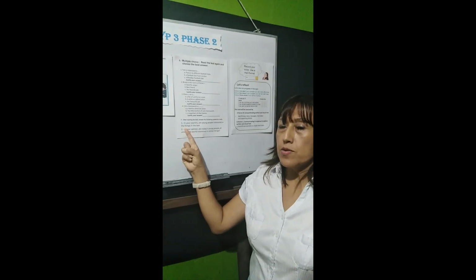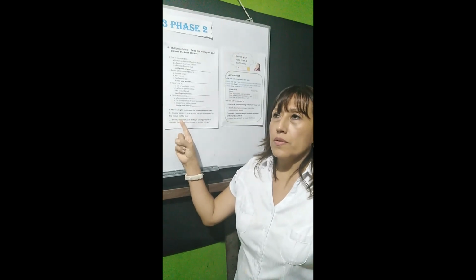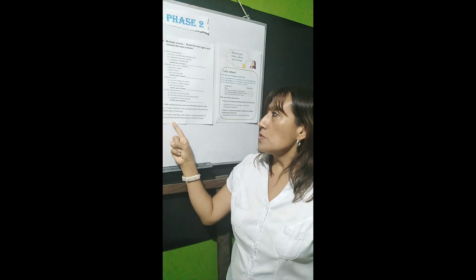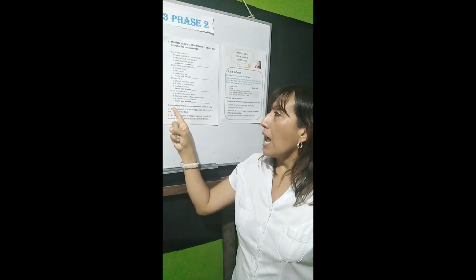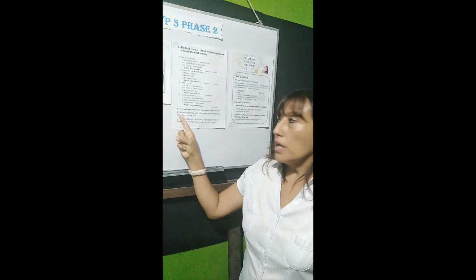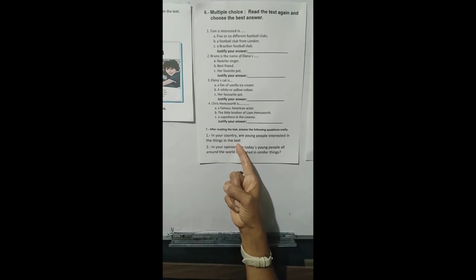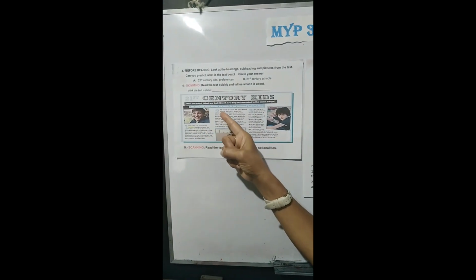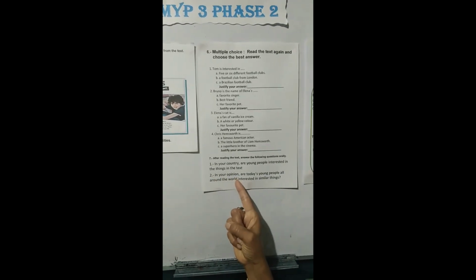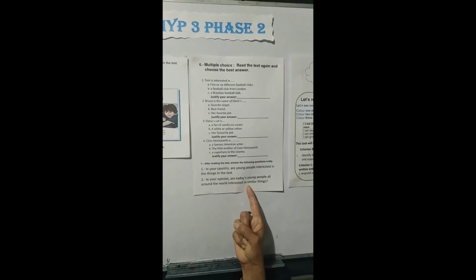Now, after the multiple choice activity, you have a final exercise. This exercise consists in answering questions. You have 2 questions in activity 7. After reading the text, answer the following questions orally. Question 1. In your country, are young people interested in the things in the text? What text? The text about 21st century kids. Question number 2. In your opinion, are today's young people all around the world interested in similar things?